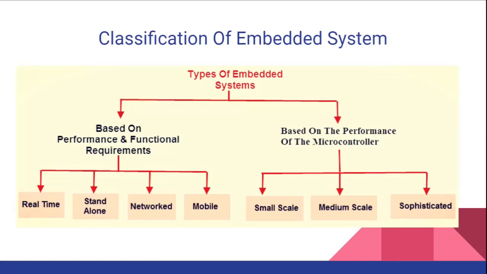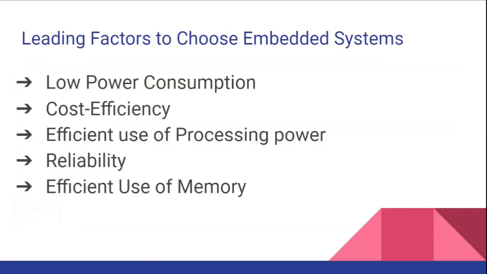This is the classification of embedded systems. It includes two types: based on performance and functional requirements, and based on the performance of the microcontroller. Based on performance and functional requirements include real-time, standalone, networked, and mobile. Based on the performance of microcontroller, it includes small scale, medium scale, and sophisticated.